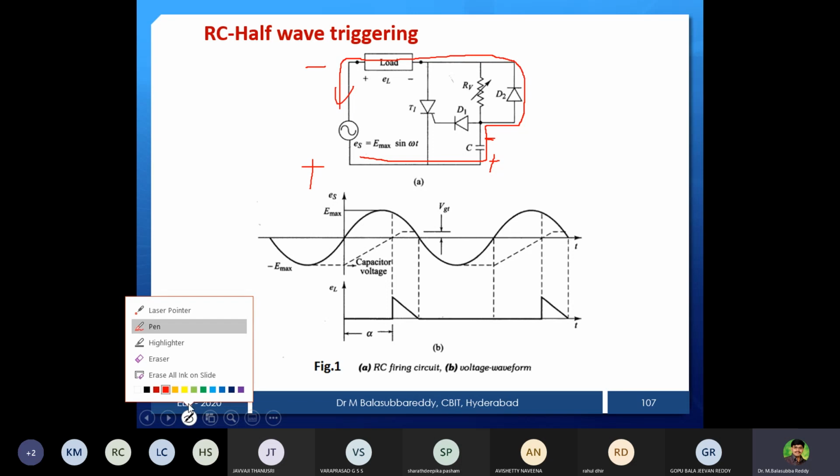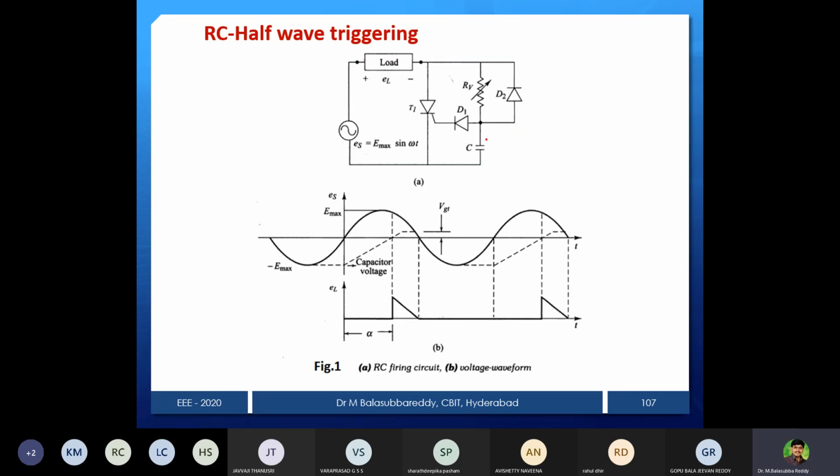Now it is known that this is minus, this is plus. The capacitor is already charged during the negative half cycle. If there is no discharging path, it will hold the same magnitude. Now let it be charged to minus V maximum during the negative half cycle. So this magnitude remains there in the capacitor.